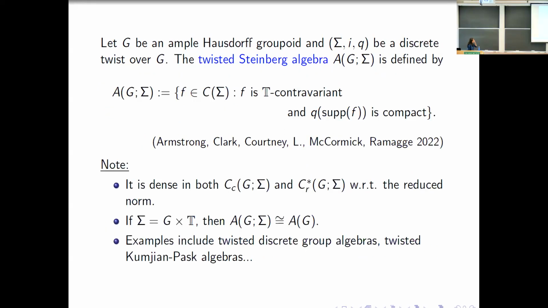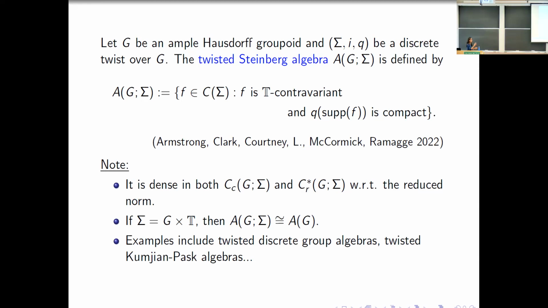All right, and then just some quick remarks. As I say, when we define this twist version of the Steinberg algebra, we want to have a similar structure or property as the non-twist version. So one can also check that once we define such a twist Steinberg algebra, it's indeed a dense subalgebra when you look into the twist groupoid C*-algebra, okay?